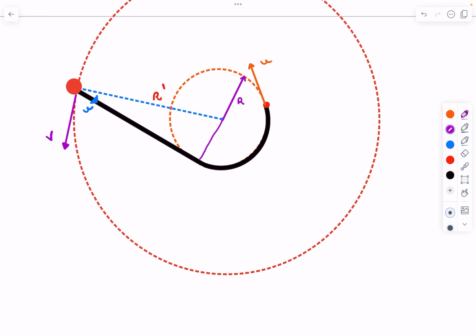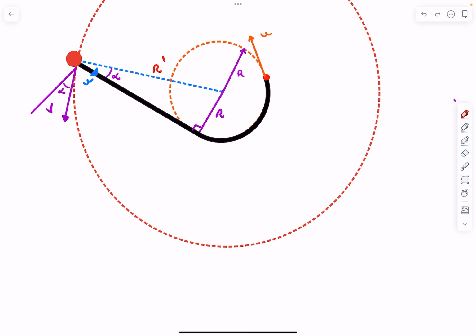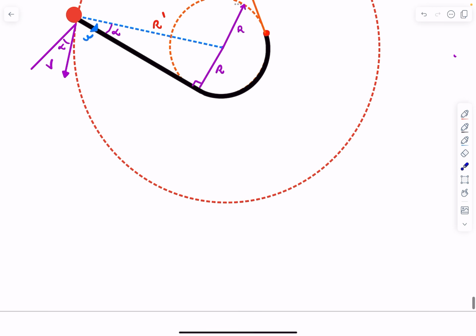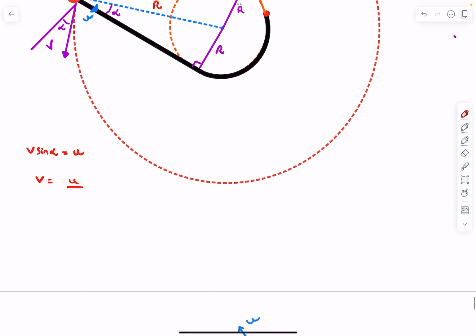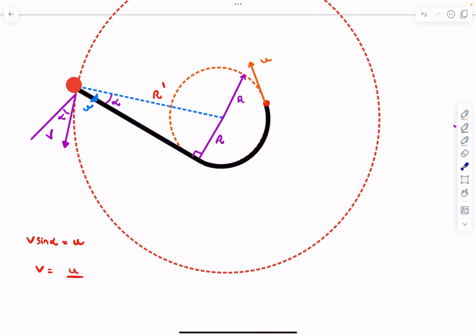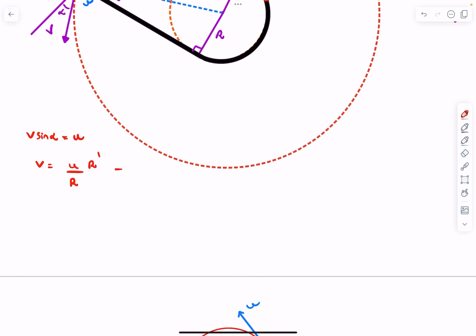Now let's try to find out some angles. If I drop a perpendicular onto this line, this is r and this is r dash, right? If I say this angle is alpha, and if I drop a normal to the black line, this is alpha, this is 90 minus alpha, this will be alpha. So from the diagram, we can see the component of v along the string is v sine alpha, and this should be equal to u. From here, we can directly figure out v. It will be u divided by sine of alpha. And sine of alpha is pretty easy. It is capital R divided by r dash. So this is equation number 1.